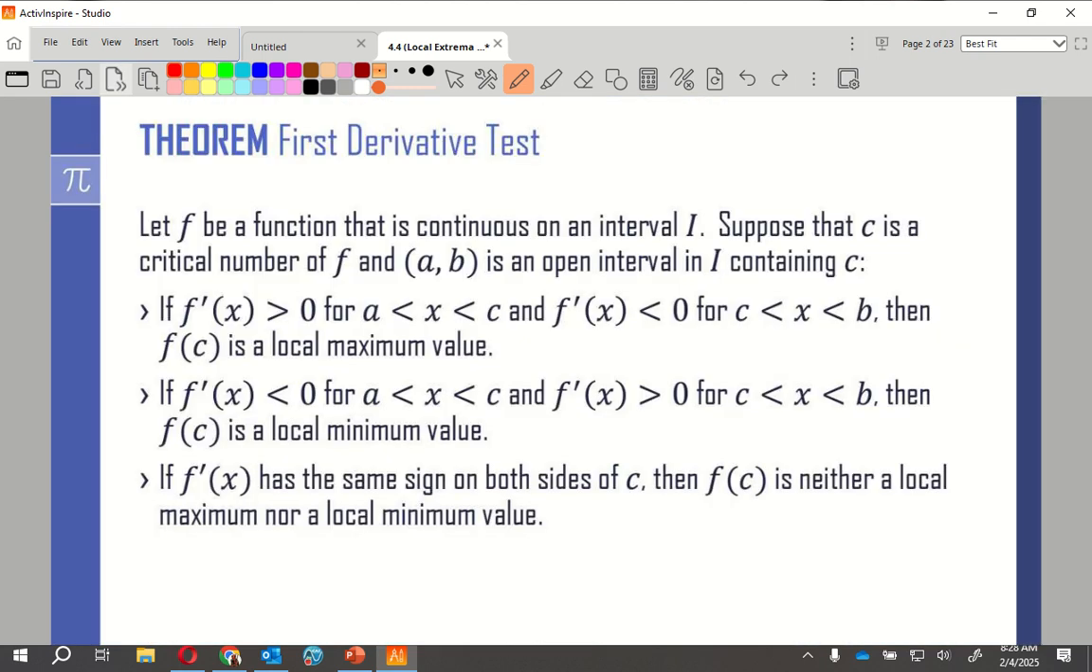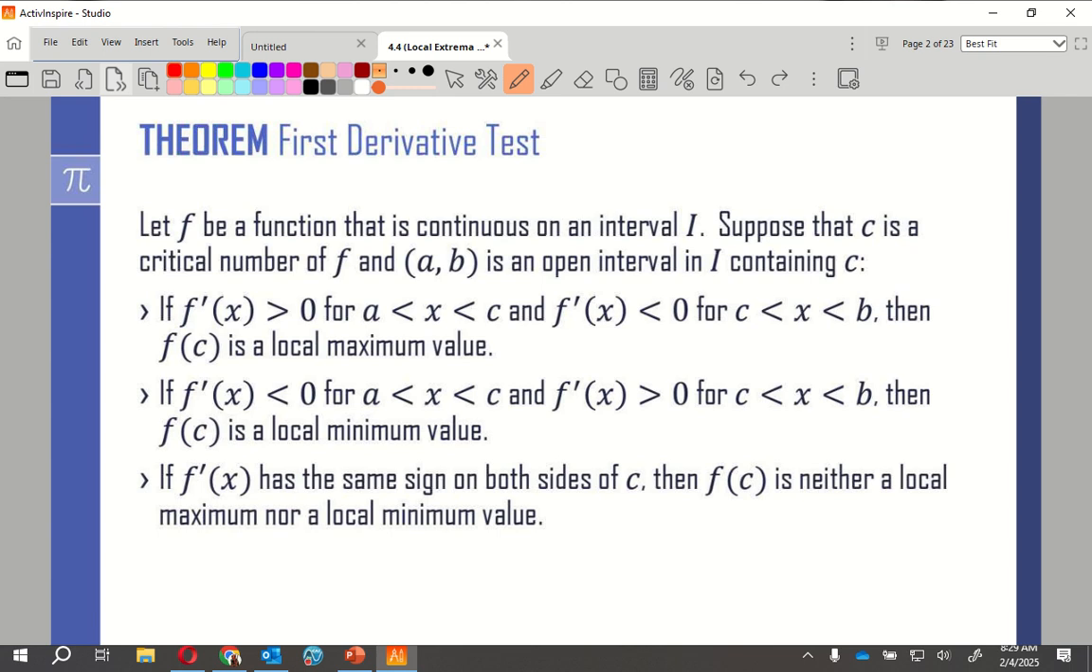Now, here's the verbiage for this. Let f be a function that is continuous on an interval. Suppose that c is a critical number of f and a to b is an open interval in I containing c. I mean, c is somewhere in between a and b. If f prime is greater than 0 for a less than x less than c, and f prime is less than 0 for c less than x less than b, then it is a local maximum value.